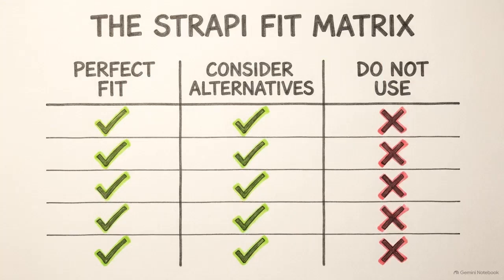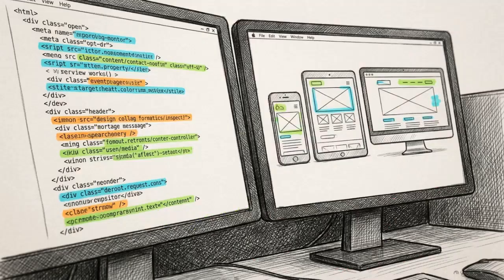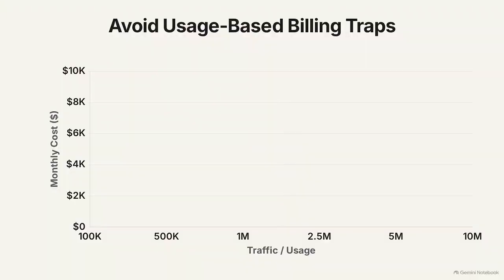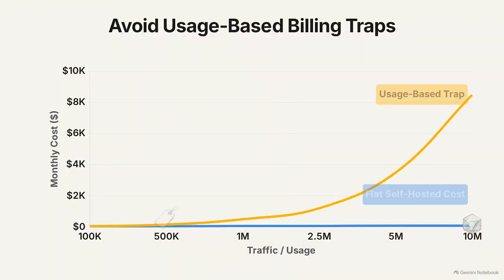Ultimately, Strapi functions strictly as developer infrastructure. Its value depends entirely on who is using it. It is the right choice for JavaScript-heavy development teams building custom, multi-channel experiences. It also fits scaling startups that need to avoid usage-based billing traps as their traffic grows.